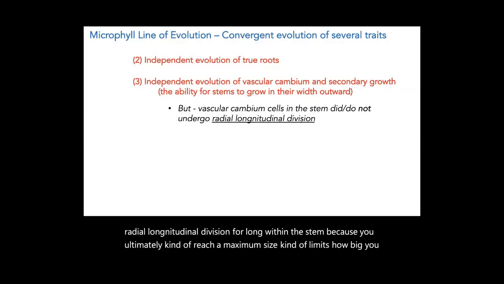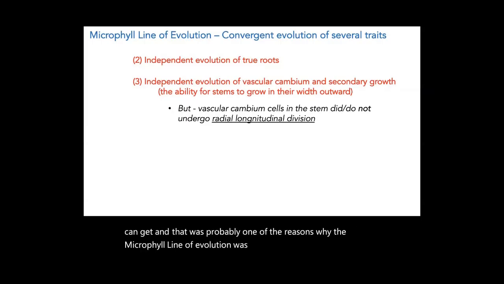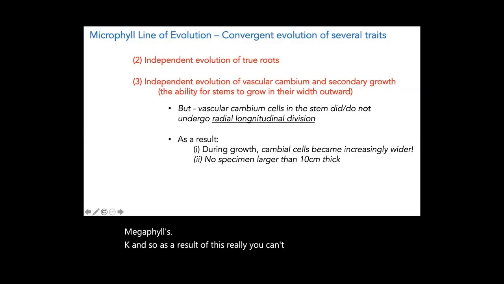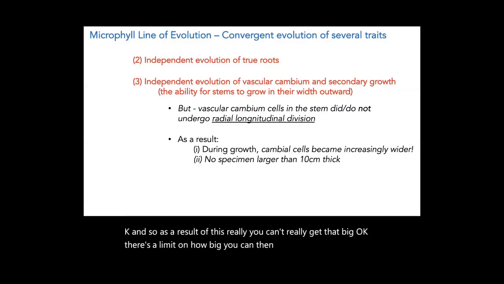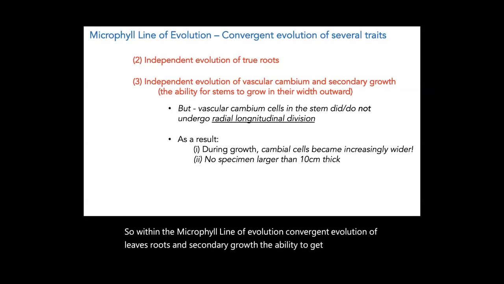And that was probably one of the reasons why the microphyll line of evolution was ultimately almost demised and brought to extinction by the rise of the megaphylls. Okay, and so as a result of this, you can't really get that big. Okay, there's a limit on how big you can grow. All right. So within the microphyll line of evolution, convergent evolution of leaves, roots, and secondary growth, the ability to get big in the stem.